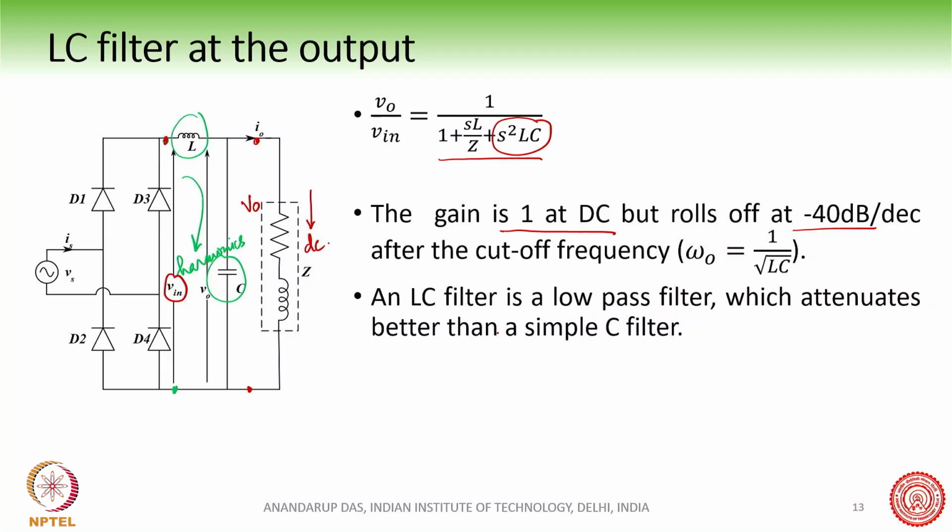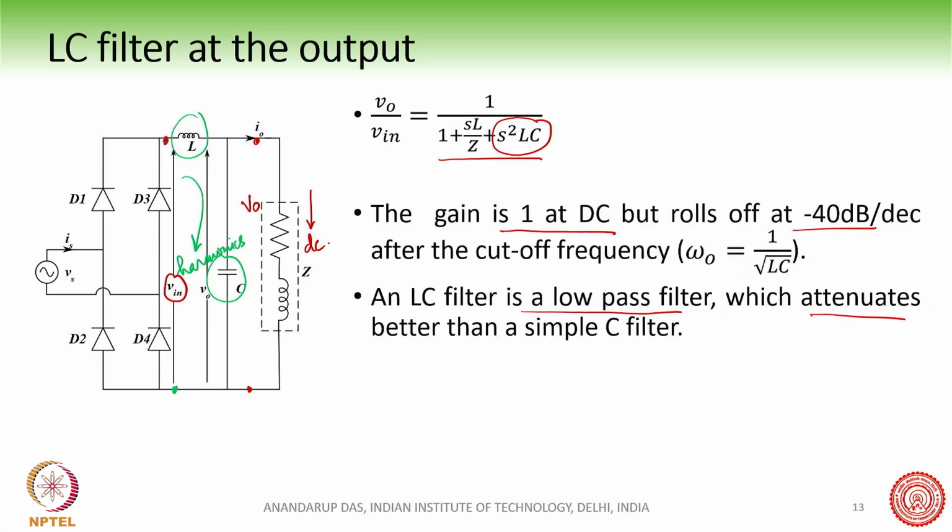Okay, so therefore this LC filter is a low pass filter, because at DC it has a gain of 1, and then the gain starts to fall, which is good because it attenuates the higher harmonics. All the 100 hertz, 200 hertz, all these even harmonics, will be attenuated by the LC filter. That is good.